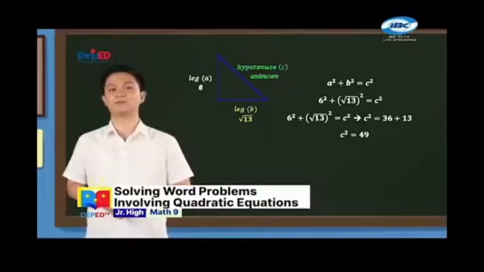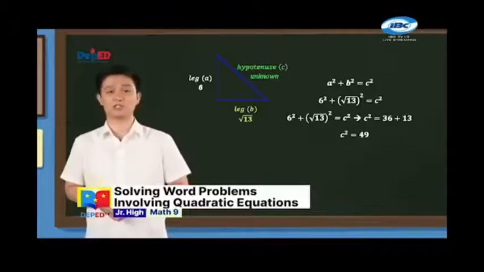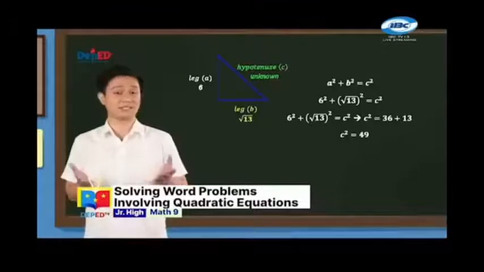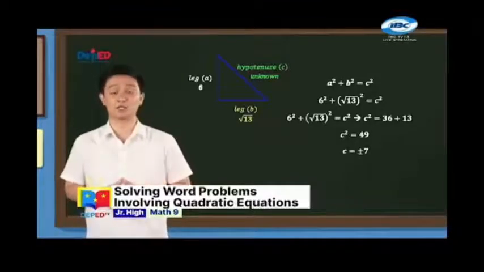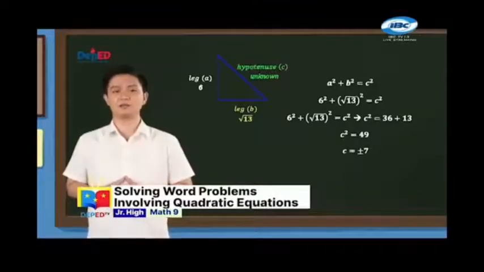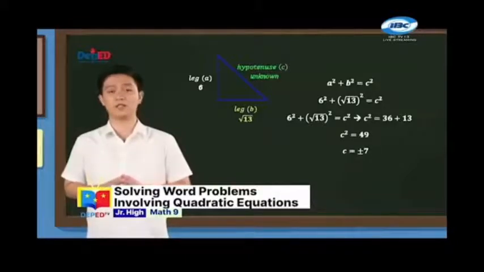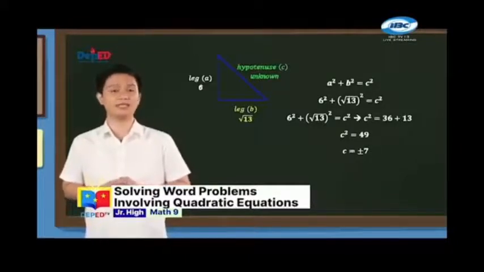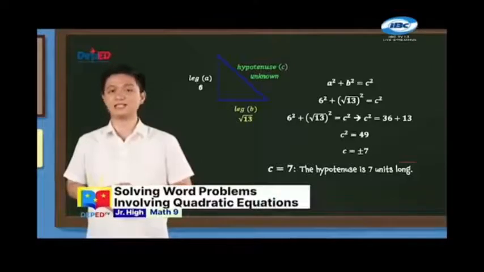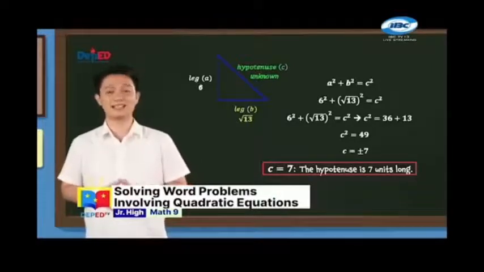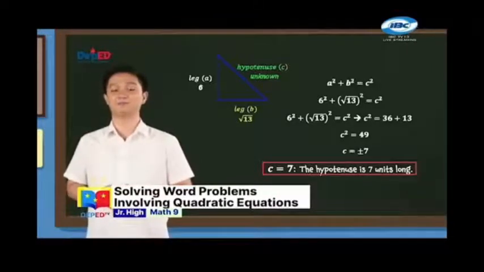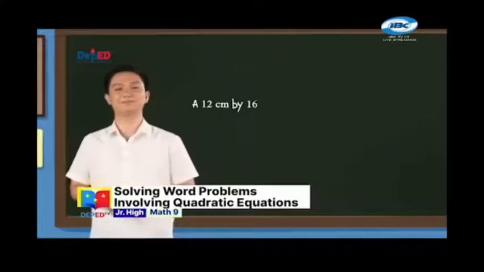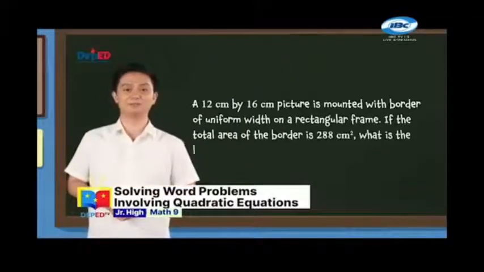and hence, C squared must be equal to 49. Extracting the square root of both sides, we must get that C is positive or negative 7. But C represents the length of the hypotenuse, and therefore should not be negative. So C is equal to 7, the hypotenuse is 7 units long. Problem solved! Problem number 3.